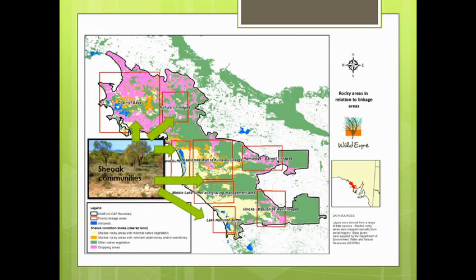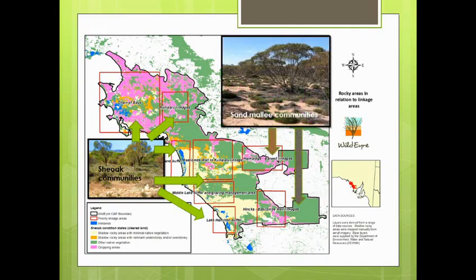So we have areas that are target connectivity areas for she oak communities, and then our sand mallee communities in the eastern part of that landscape.